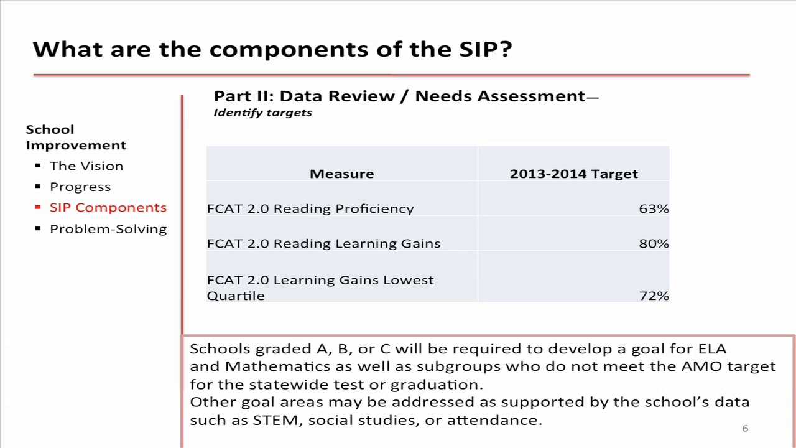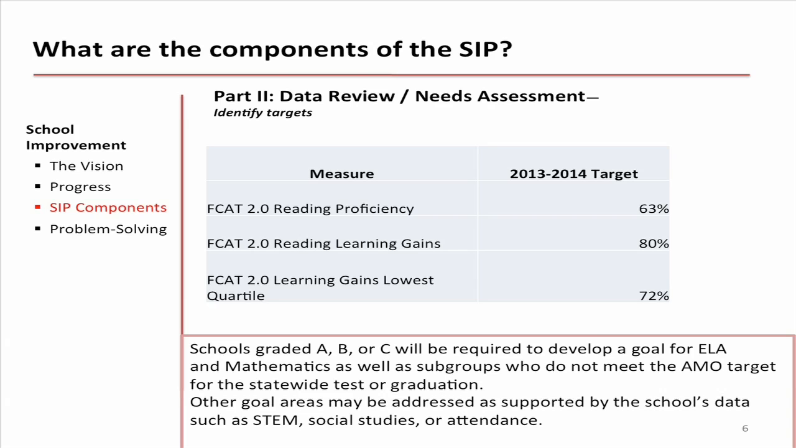Schools graded A, B, or C will be required to develop a goal for English Language Arts, ELA, and mathematics, as well as subgroups who do not meet the AMO, Annual Measurable Objective Target, for the statewide test or graduation.